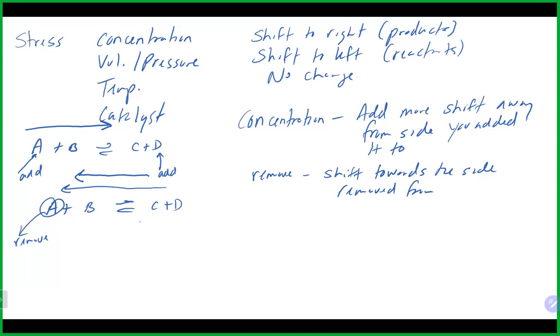Same thing here. If I remove C, that's going to create like a hole over there on the product side. And it's going to shift towards the product side, towards the side you removed it from. So sometimes people like to think of it as, oh, I just created a hole, I got to go fill the hole. Or again, the real reason is the same idea. You remove some products, you have a lot more reactants. So the forward direction of reactants going to products is basically what's going to happen in this case.